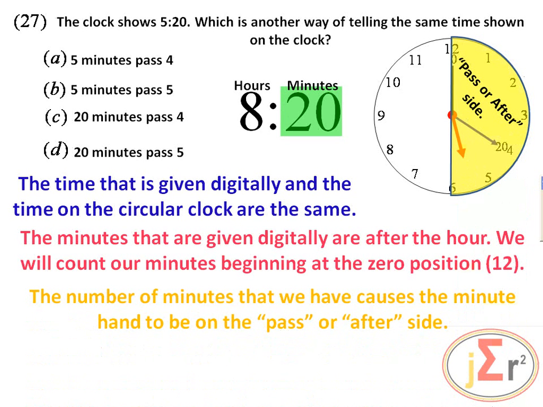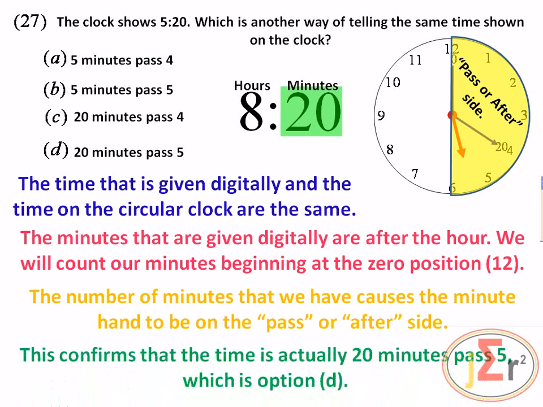The number of minutes that we have causes the minute hand to be on the past or after side. So the number of minutes indicated by the minute hand of the clock is 20, and the minute hand is on the after or past side of the clock. This confirms that the time is actually 20 minutes past 5, which is option D.